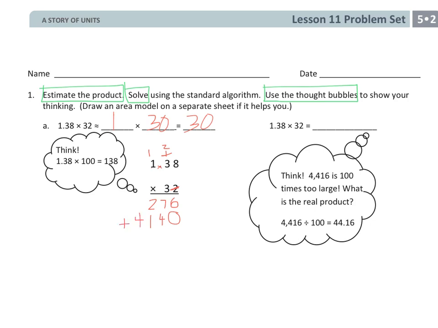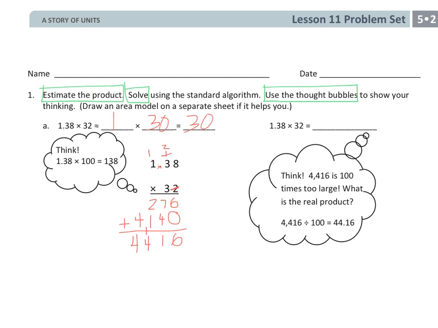3 times 1 is 3, and then add 1 more is 4. So now we're going to add these up together. So we have 6, and then 7 plus 4 is 11. So regroup your 1. 2 plus 1 is 3, plus 1 more is 4. And then you got 4 plus nothing in the thousands is 4. All right, so now look at this thought bubble right here. Okay, this is our answer, 4,416.